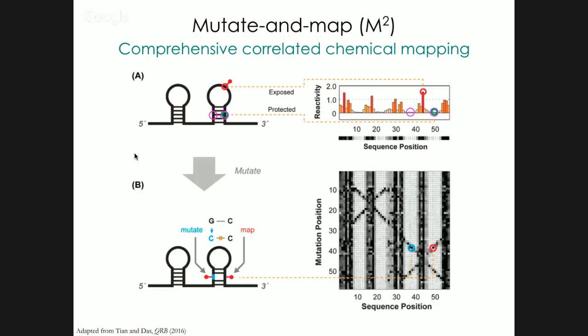Here, as you make mutations along the y-axis, causing higher reactivity along the diagonal from the upper left to the lower right, there are correlated increases in reactivity.